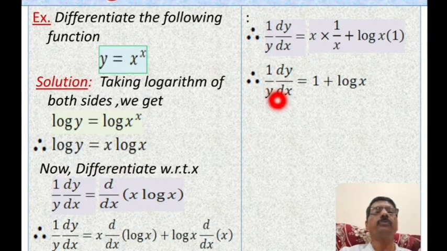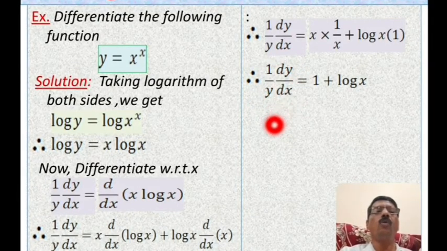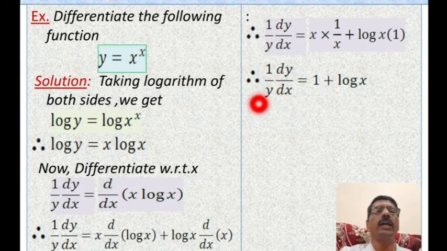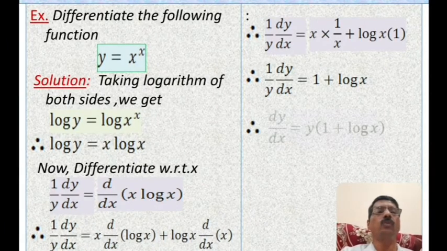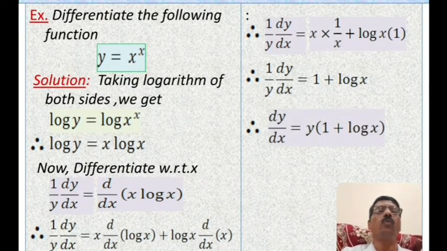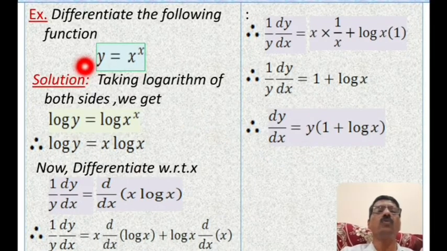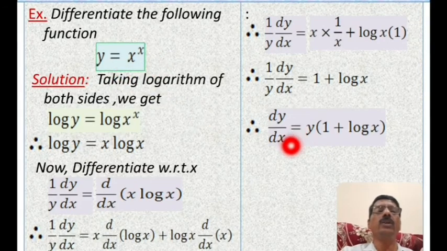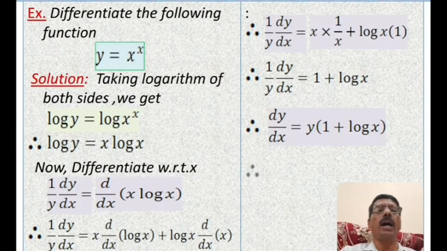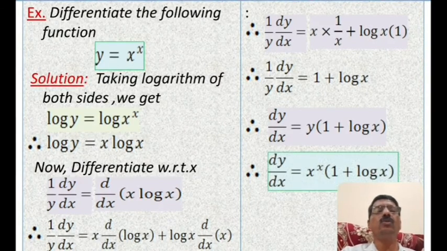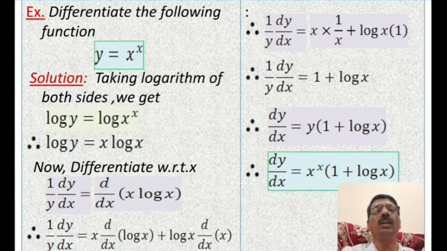Now here in the left hand side, 1 upon y into dy by dx, we have to find the value of only dy by dx, and therefore y has to be taken to the right hand side, and therefore the function becomes dy by dx equal to y into bracket 1 plus log of x. Now substitute the value of y, that is y equal to x raised to x, in the given equation. Then the derivative becomes dy by dx equal to x raised to x into bracket 1 plus log of x, and that is the derivative of the given function.